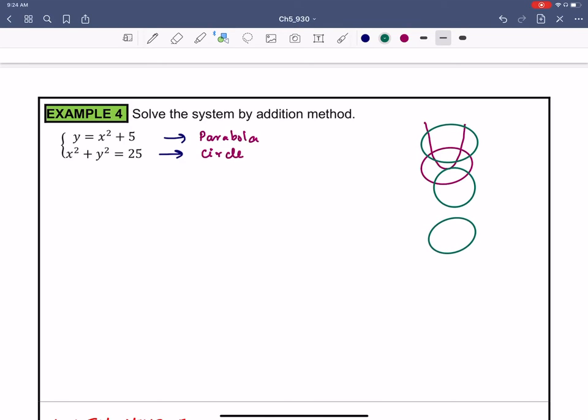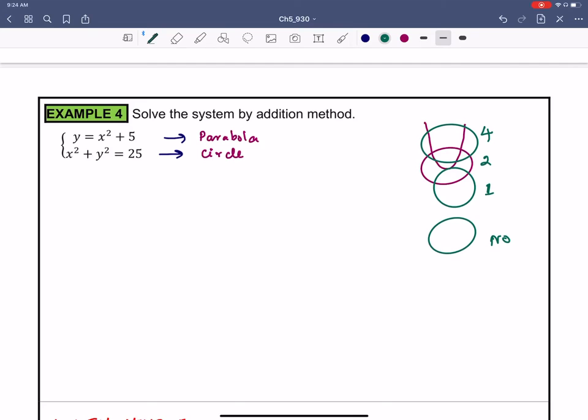So there are 4 possibilities, right? Here's the case where there are no solutions, here's the case where we have only 1 solution, here's the case where we have 2 solutions, and here's the case where we have 4 solutions. So these are the possibilities. Let's see how many we get in this particular one.